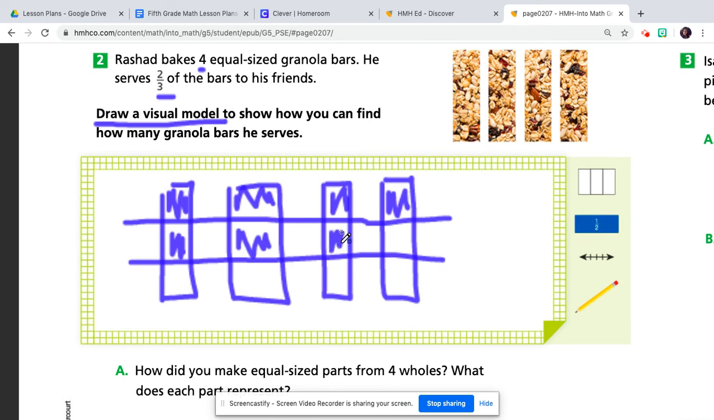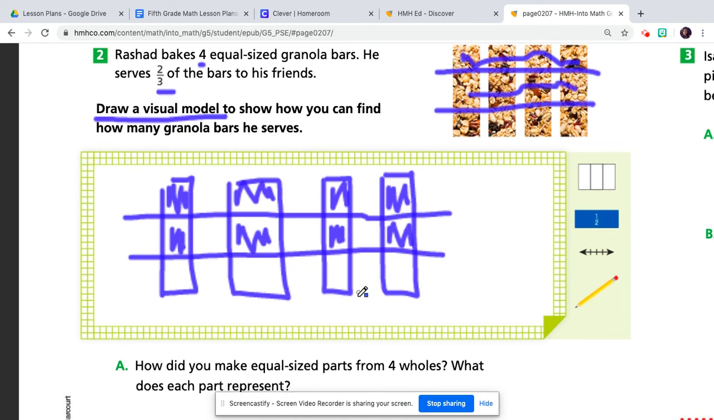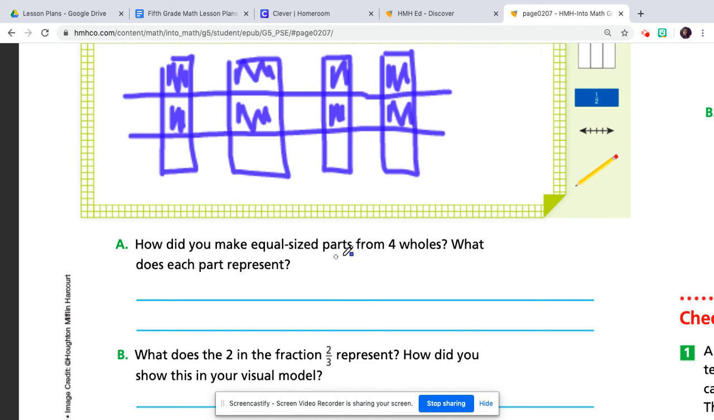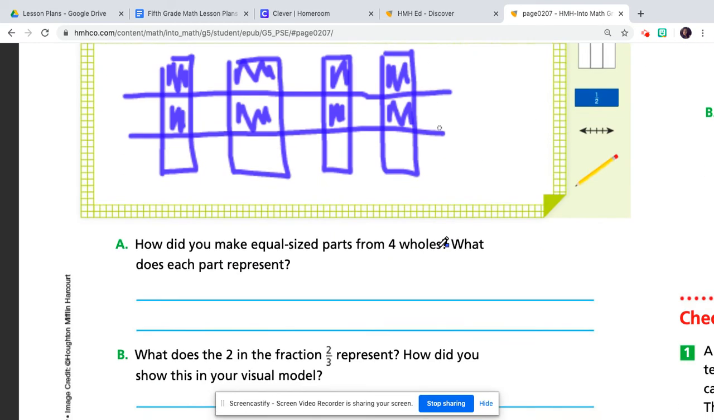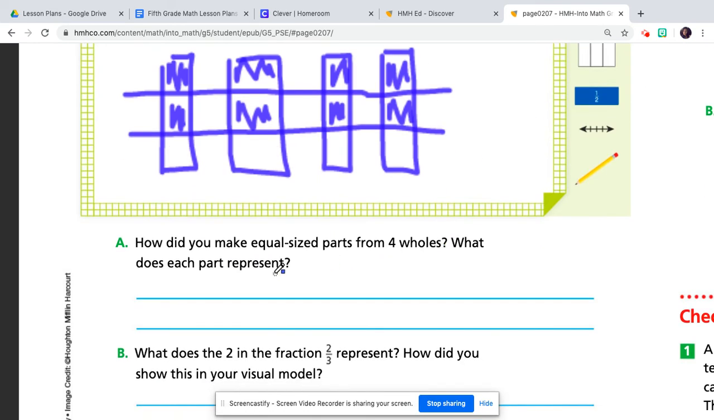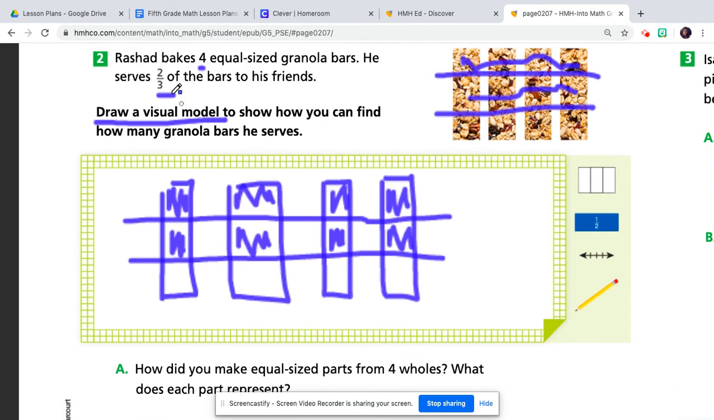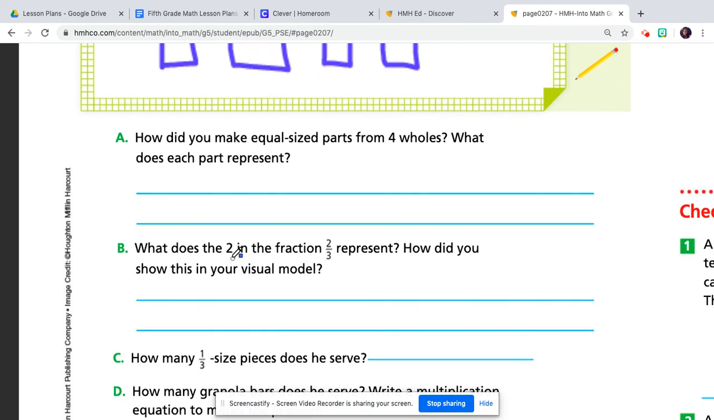So I just shaded in 2 of the 3 groups, right? So again, if it was these pieces right here that they have drawn, I just cut them, and I shaded in the top and the middle. I shaded in 2 of the 3 groups. Yes? Okay. So A, how did you make equal-sized parts from 4 wholes? What did I do? I had my 4 granola bars, and I cut them into 3 groups, and then I shaded in my two groups to show the 2 out of the 3, right? So what does the 2 in the fraction 2/3 represent, and how did you show this in your visual model?